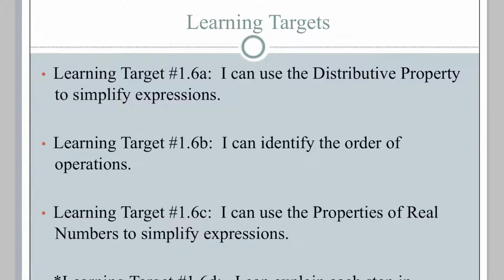And learning target number 1.6d, I can explain each step in solving a simple equation to justify a solution method. Once again, we see the verb explain. This means that you have to have an in-depth understanding of all the concepts and principles involved with solving a simple equation. It's not just the ability to solve the equation, but to explain your rationale for each step in the process.